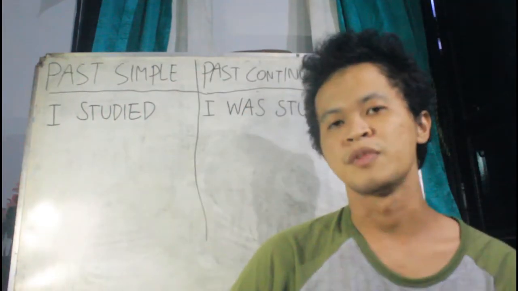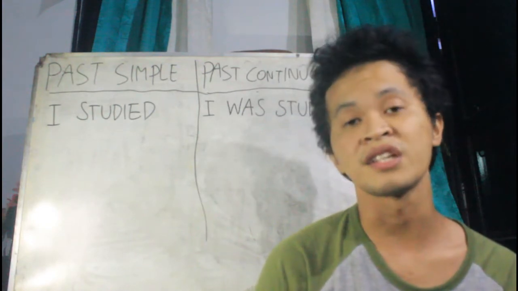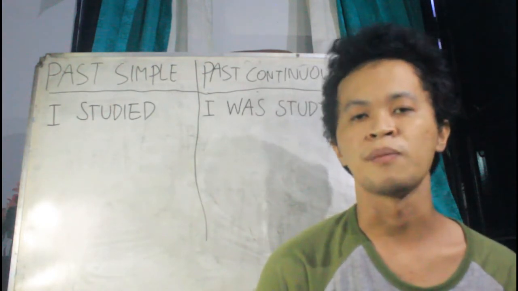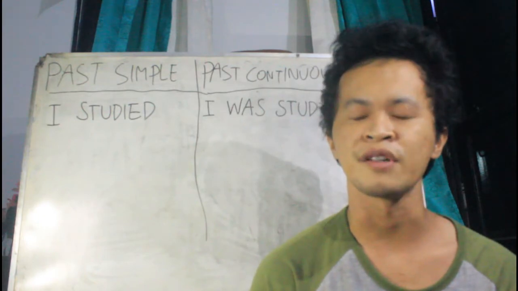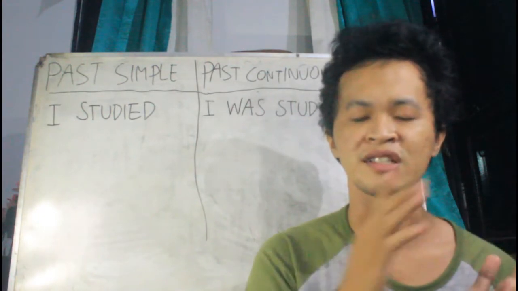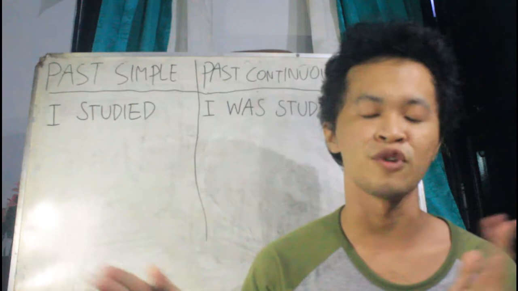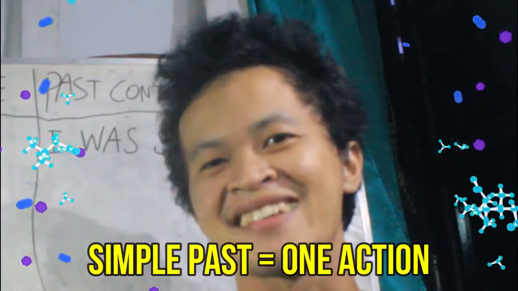When we use the past simple, we are talking about something at a certain point in the past. But for the past continuous, we are talking about something that started from a certain point and was continuing before the present. In simple past, we are just talking about one action. In past continuous, we are talking about something that continued in the past at a certain point. How long it continued, we want to emphasize that.